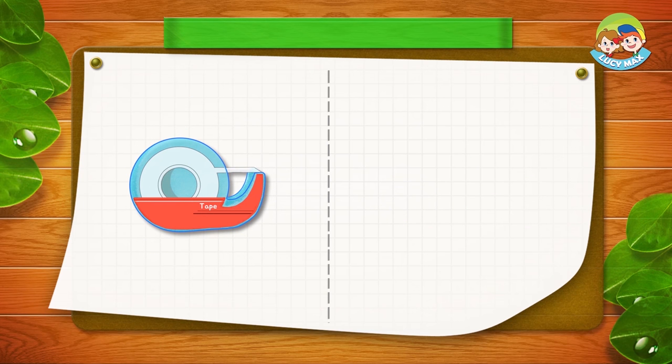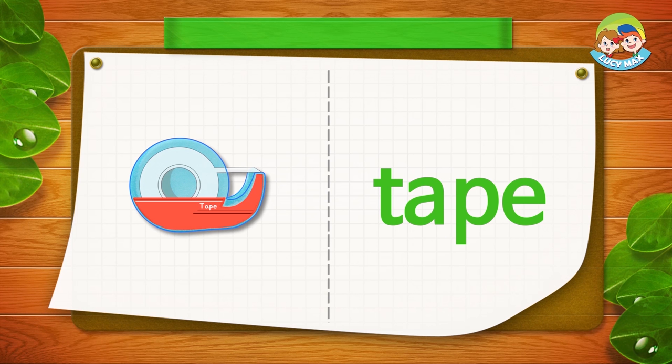This is tape. A goes in the first blank. E goes in the next blank. The word is tape. Tape.